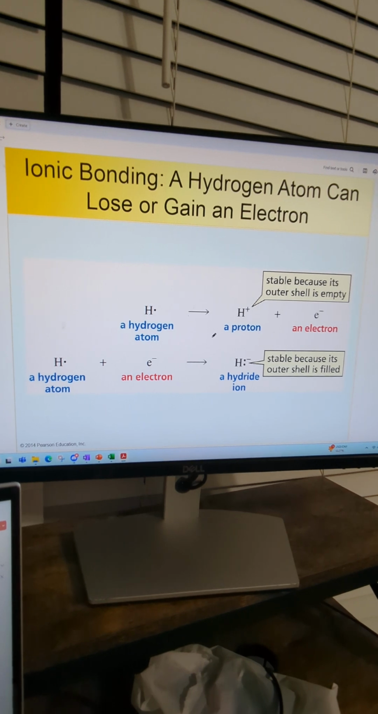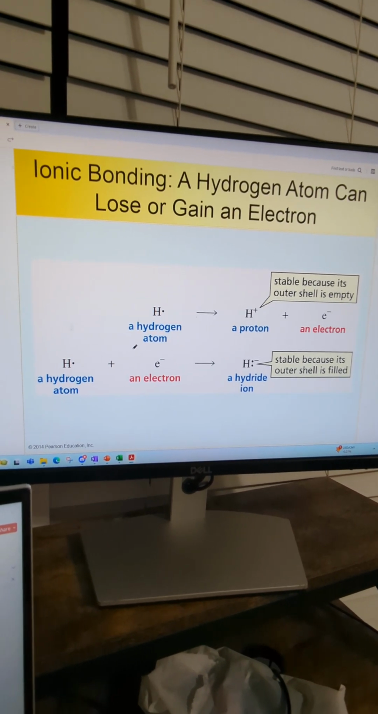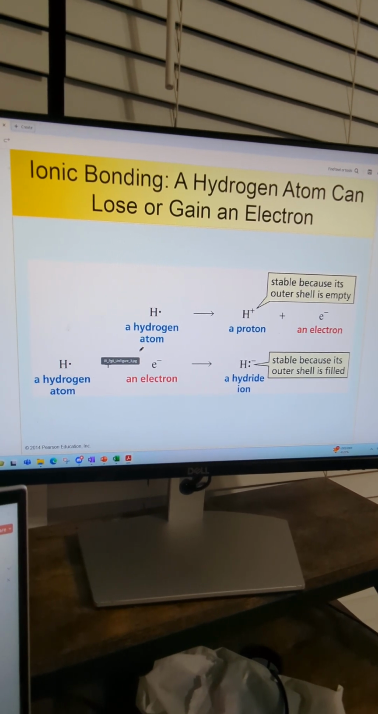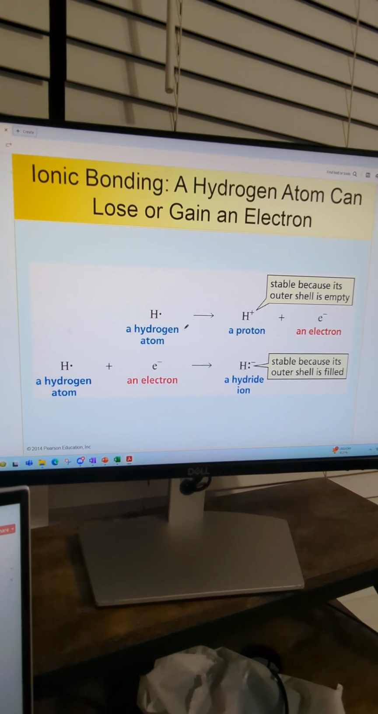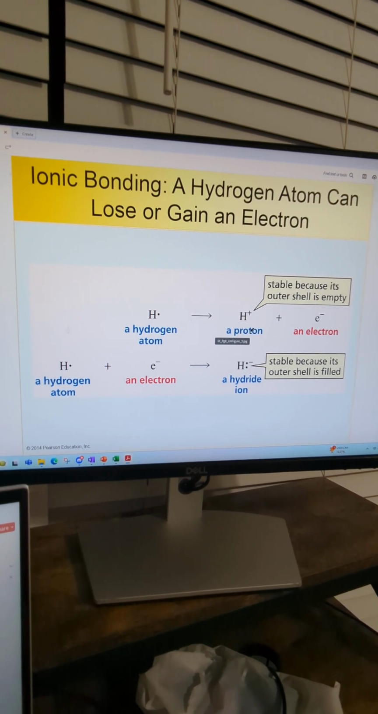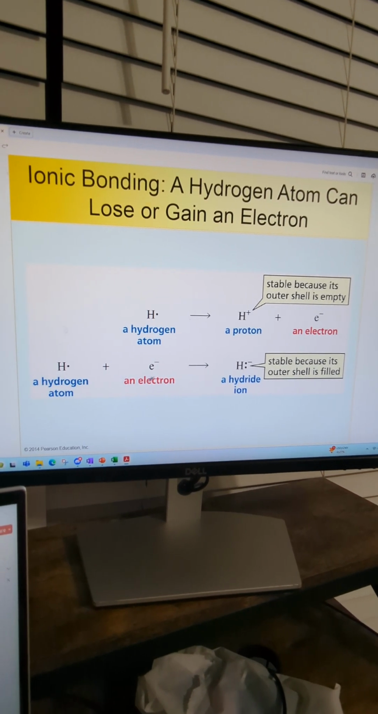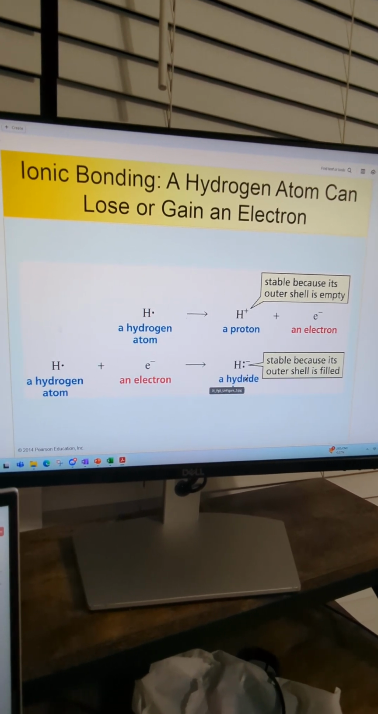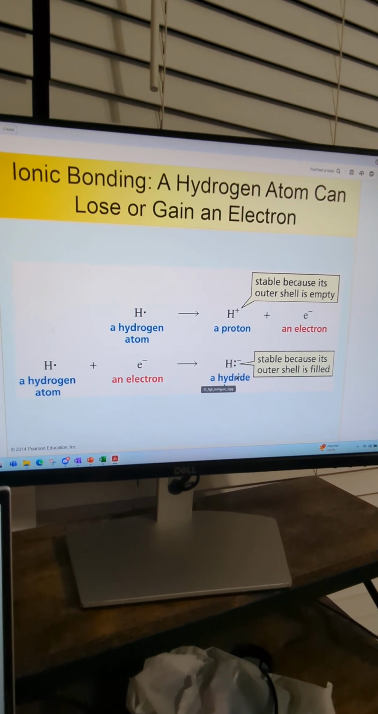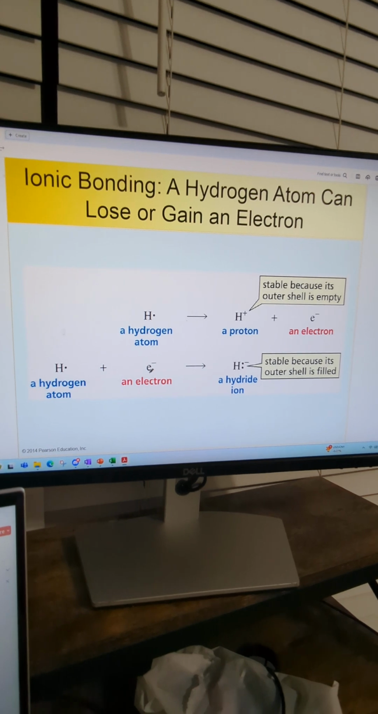But the hydrogen atom, which is the first atom, can either gain an electron or lose an electron. When hydrogen loses its one electron, it forms a proton, and the proton is so stable because its outer shell is completely empty. But when the hydrogen atom gains an electron, it forms a hydride ion, and it is also stable because the outer shell is filled, giving the helium configuration. So that is the speciality about hydrogen.